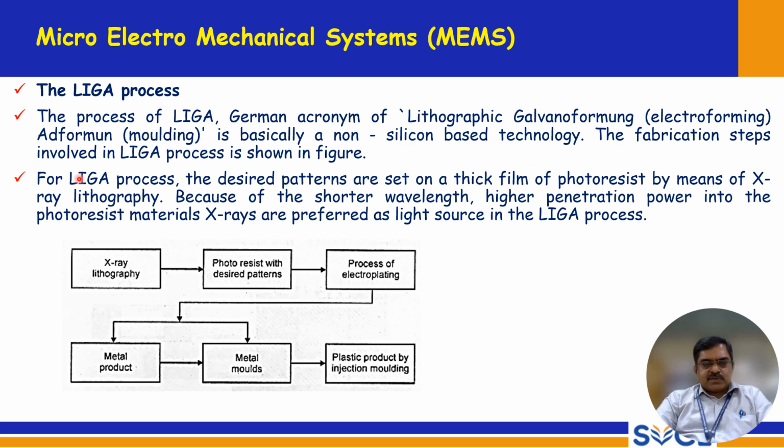The fabrication steps involved in the LIGA process are shown in this figure, starting with X-ray lithography. From here, the photoresist with the desired patterns goes to electroplating, which produces metal products and metal molds, and from here plastic is produced by injection molding. So this is how the LIGA process works. The desired patterns are set on a thick film of photoresist by means of X-ray lithography. Because of the shorter wavelength and higher penetration power into the photoresist materials, X-rays are preferred as the light source in the LIGA process.